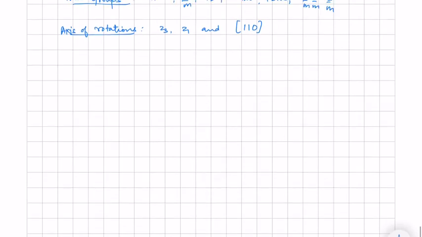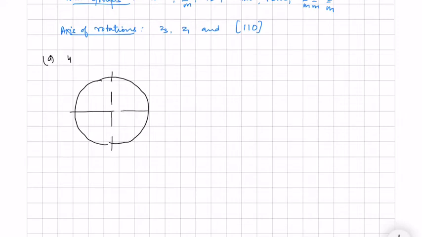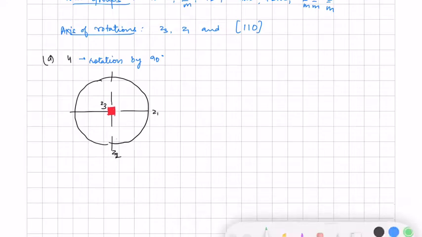Okay, so let us see first of all the 4. This is the simplest one. That is a 4-fold rotation about Z3. So 4-fold rotation means a rotation of 90 degrees. So a square is the symbol for 4-fold rotation. Suppose we start with the point here. After 90 degrees, it is here. Then again 90, it is here. So point 1, point 2, point 3. Then this is point 4 after 90 degree rotation.